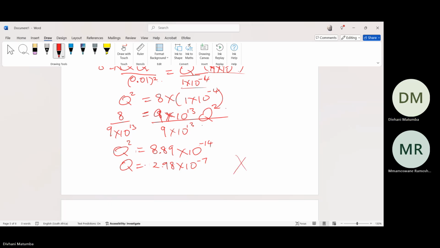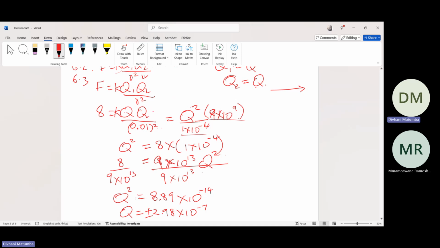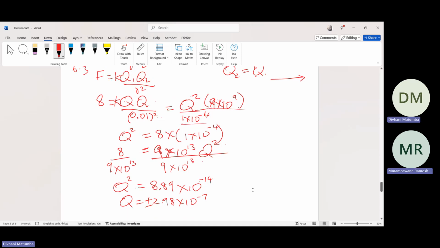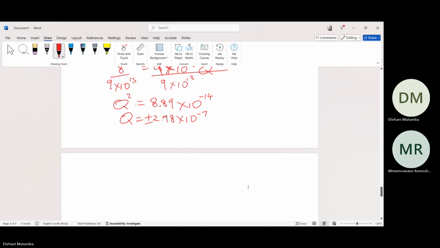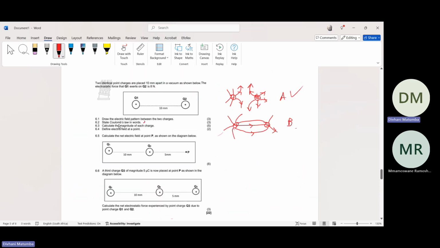Wrong. Why? What happened? Plus or minus. Oh, don't forget. Yes, so it's plus or minus. So the two charges can either be minus and minus or plus and plus. You agree? Yes. Okay, Coulombs. No problem. Because you're going to lose marks if you don't show the signs.